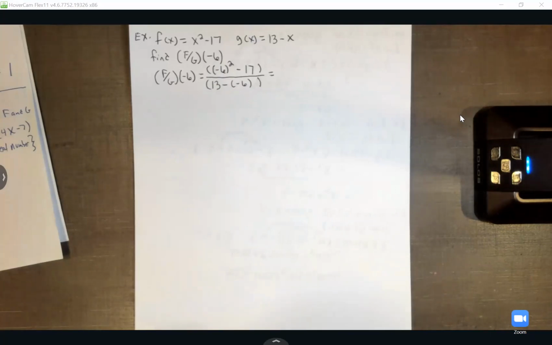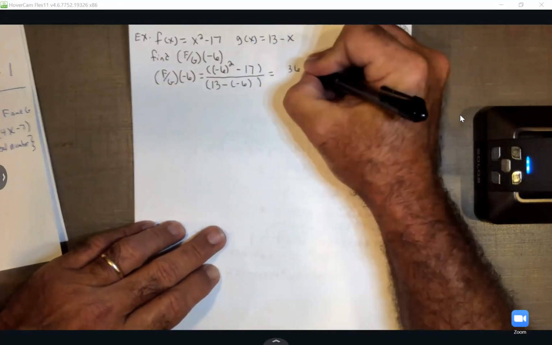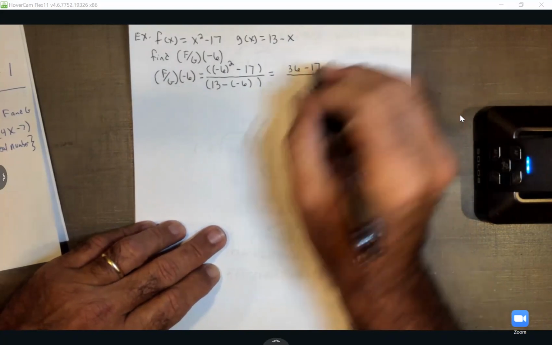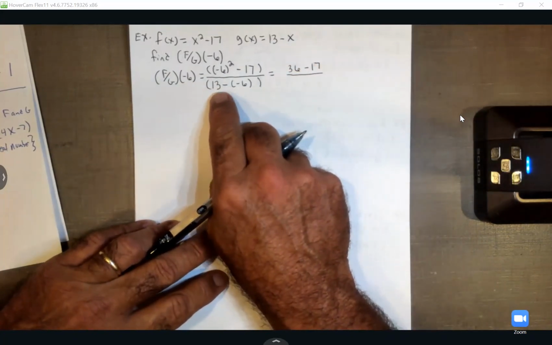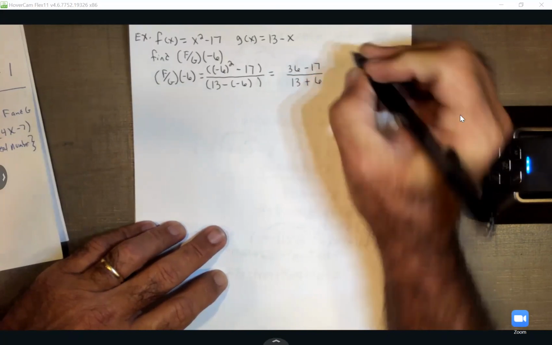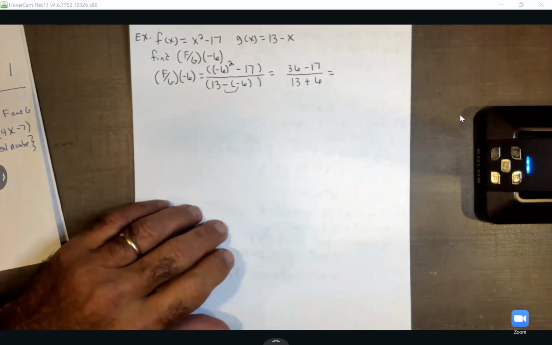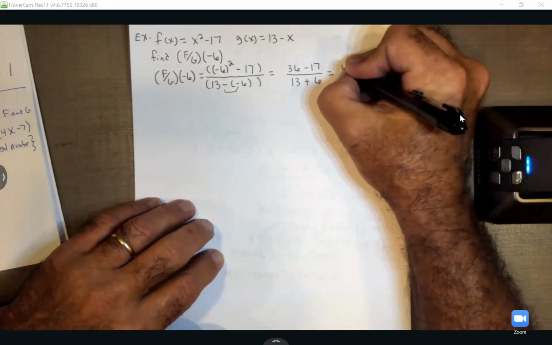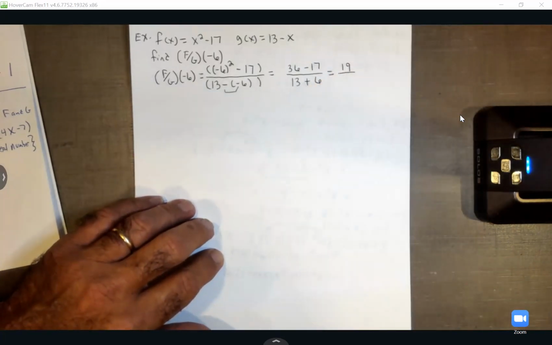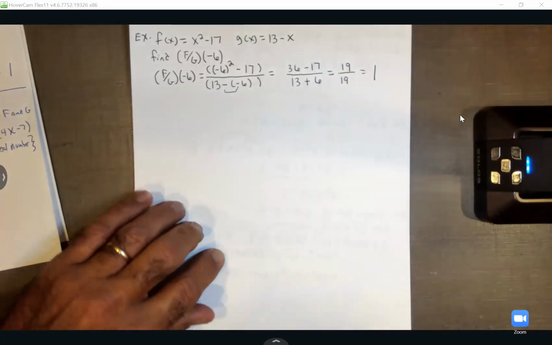Starting on top, I'm squaring a negative 6, so that gives me 36 minus 17. Down here, I have 13 minus negative 6, so I'm just going to make that 13 plus 6. Remember, when you subtract a negative, it makes it a positive. 36 minus 17 is positive 19, and on the bottom, 13 plus 6 is 19. So it's going to definitely reduce to 1.